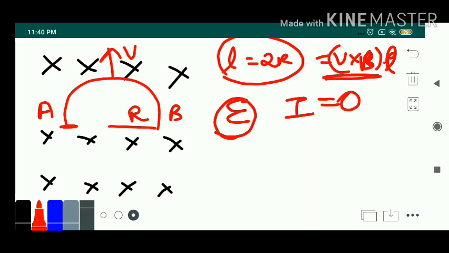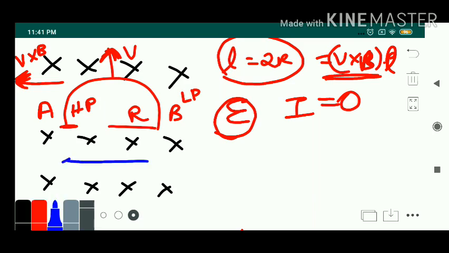Again, V's direction, take your palm, turn your fingers downwards. That is the direction of B. Then you will get the direction of V cross B in this direction. You got the direction. That means, since this is V cross B, A is at higher potential and B is at lower potential. So in which direction is the length? It is from here to here, lower potential to higher potential. So this is my L vector. L vector and V cross B are in the same direction.